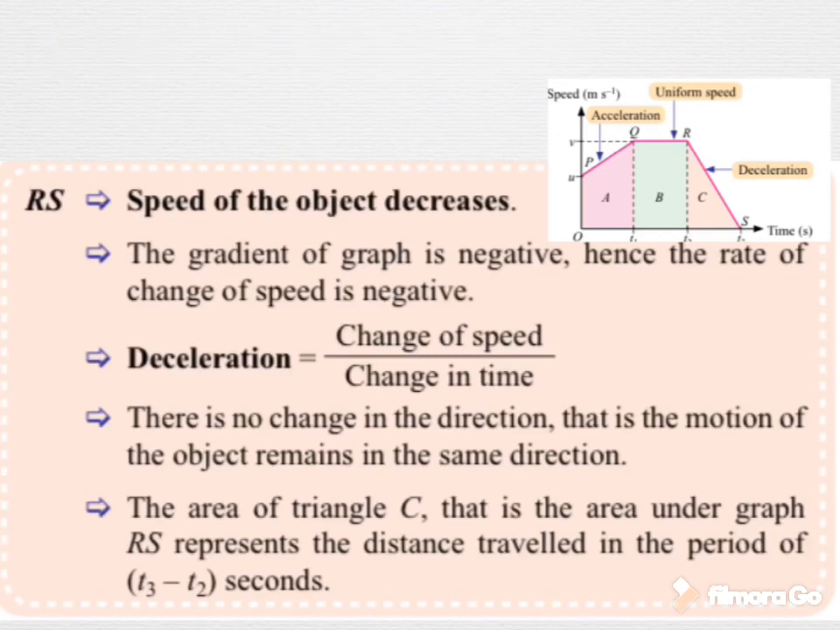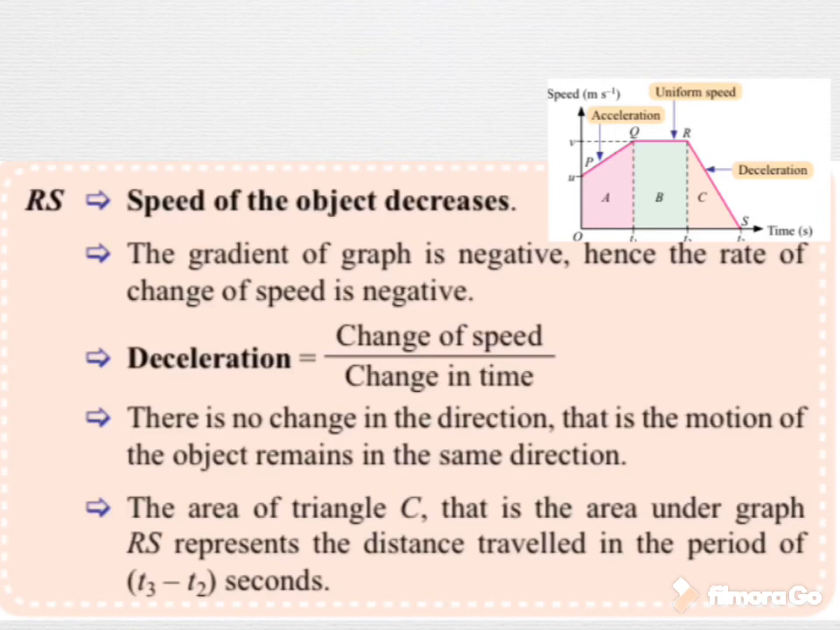Now let's look at the region with the triangle shape, which is in orange color. Deceleration. So the speed of the object decreases. The gradient of the graph is negative. Hence, the rate of change of speed is negative. Deceleration is equal to change of speed over change in time.